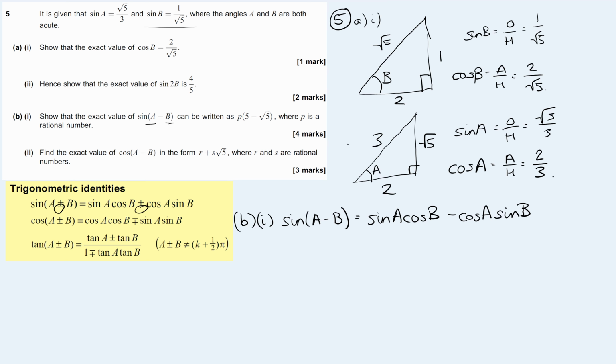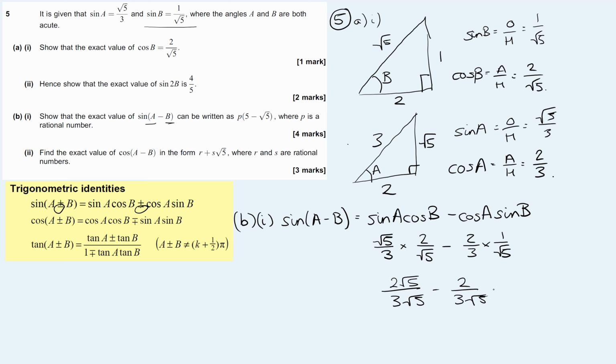So just reading, literally reading from everything I've got up here, with the exception of the fact my 5s look like 3s, which is not massively ideal. So sine A is root 5 over 3. That was given already. Cos B is 2 over root 5, minus cos A is 2/3, sine B is 1 over root 5. So let's tidy up what we've got. We've got 2 root 5 over 3 root 5 minus 2 over 3 root 5.